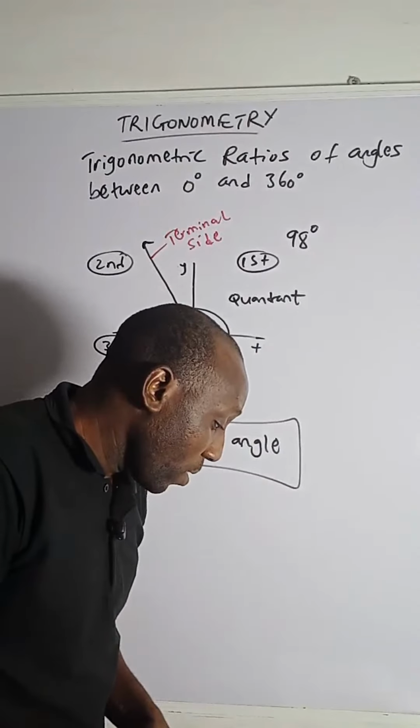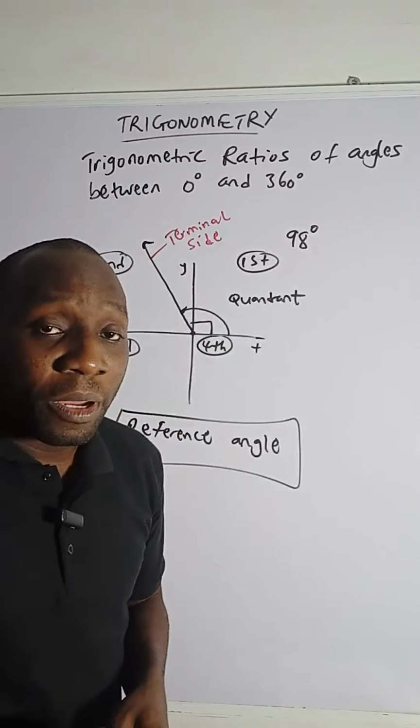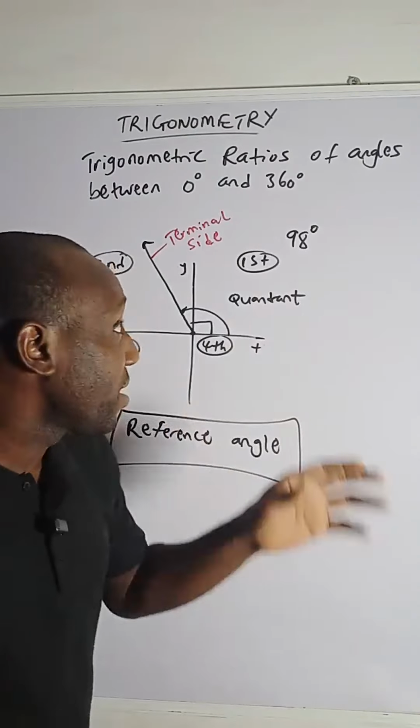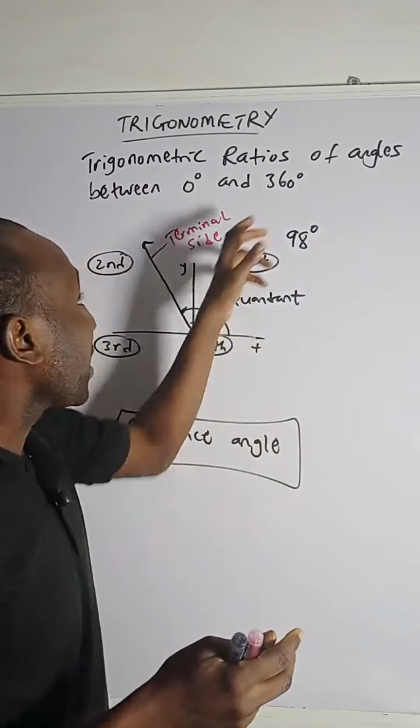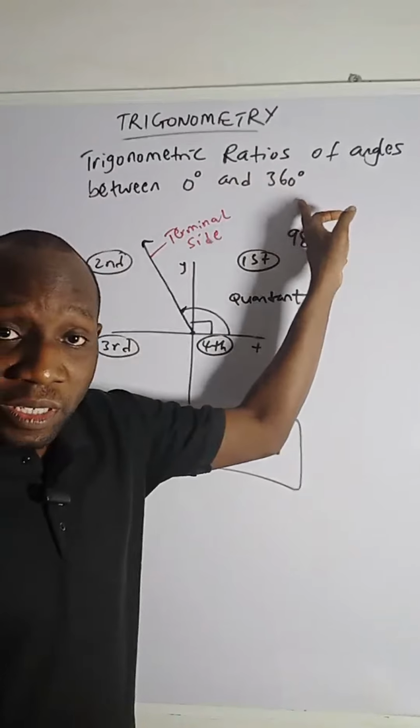You're all welcome to this broadcast. We are talking about trigonometry. If you are just joining us, this is the second lesson we're having on trigonometry, and we are talking about angles that are between 0 degrees and 360 degrees.